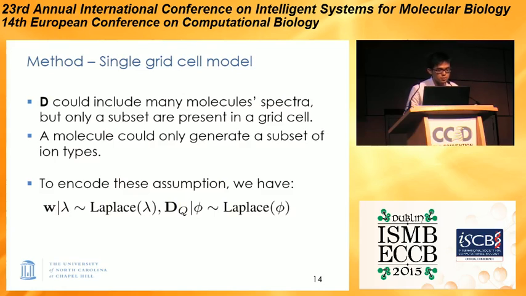We could set D to include many molecular spectra, but only a subset of them are measured in one grid cell. Similarly, a molecule could only generate a subset of ion types. To encode this kind of sparsity assumption, we put a Laplace prior, which has been extensively used to introduce sparsity, on the abundance and on the dictionary, such that the molecules appearing in grid cells and the ion types for each molecule become sparse.